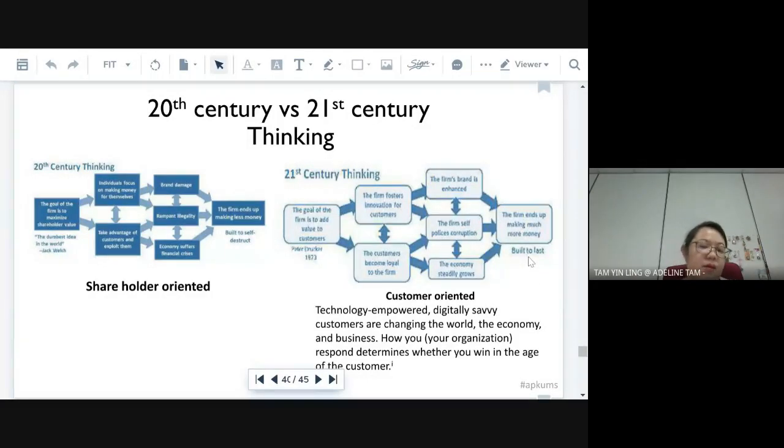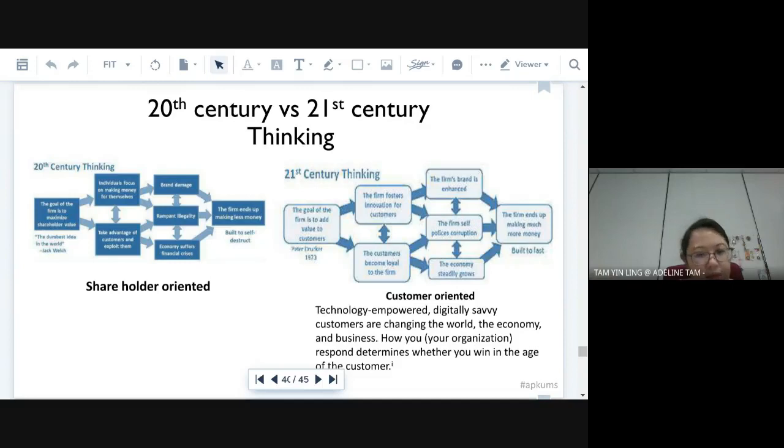We want to think from the customer perspective already. We hope that what we are doing is not taking advantage of our customers. So what we are thinking today is customer oriented. So the goal of the company is to add value to customers. Add value to customers means that we hope that customers will get some benefit from the products that we are selling.